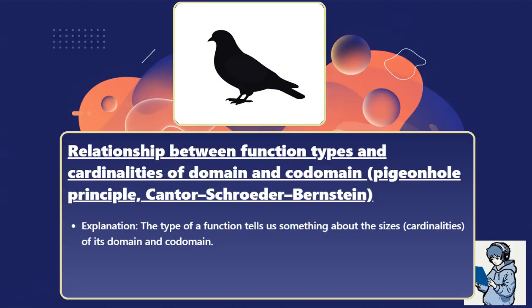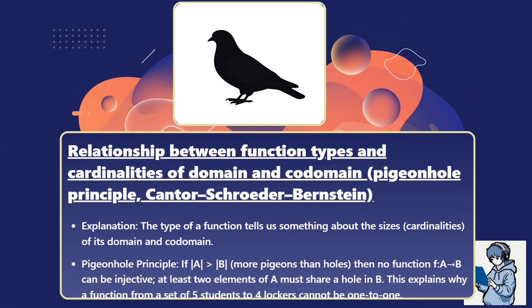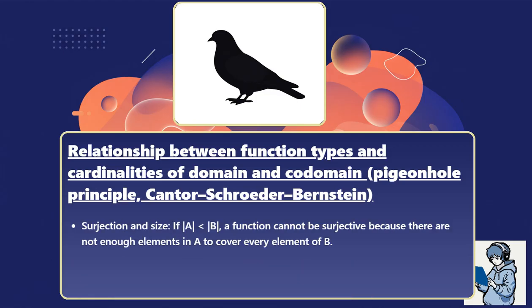Explanation: the type of a function tells us something about the sizes, the cardinalities, of its domain and codomain. Pigeonhole principle: if the cardinality of A is greater than the cardinality of B, more pigeons than holes, then no function f from A to B can be injective. At least two elements of A must share a hole in B. This explains why a function from a set of 5 students to 4 lockers cannot be one-to-one. Surjection and size: if the cardinality of A is less than the cardinality of B, a function cannot be surjective because there are not enough elements in A to cover every element of B.